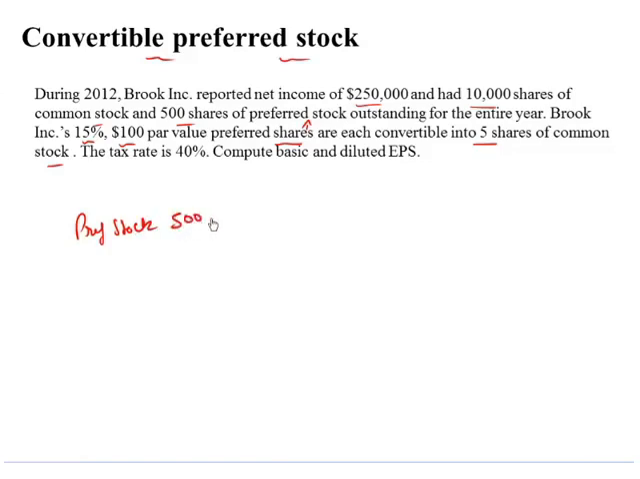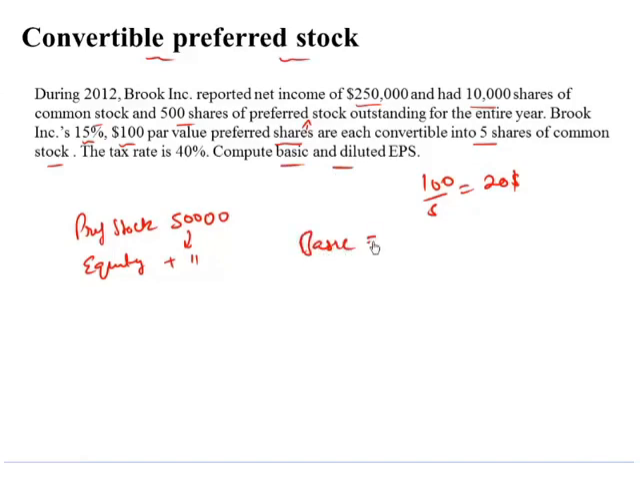I'm assuming it is issued at par, that is 500 into 100. That will get converted into common equity if the holder so desires to exercise his option of conversion. Each share is convertible into 5 shares of common stock, or about $20 per share is the effective price that you are receiving to acquire the shares. Compute the basic and the diluted EPS.